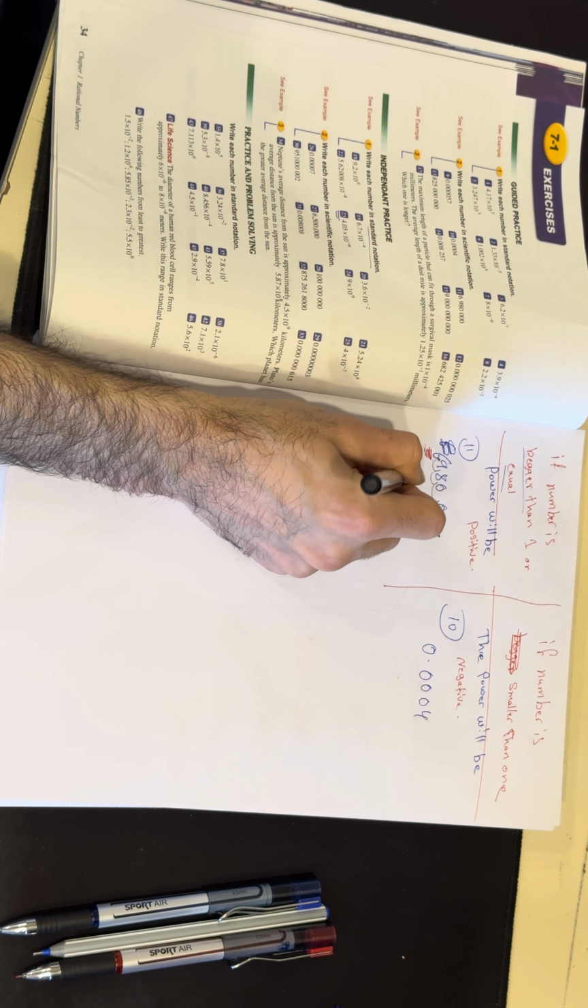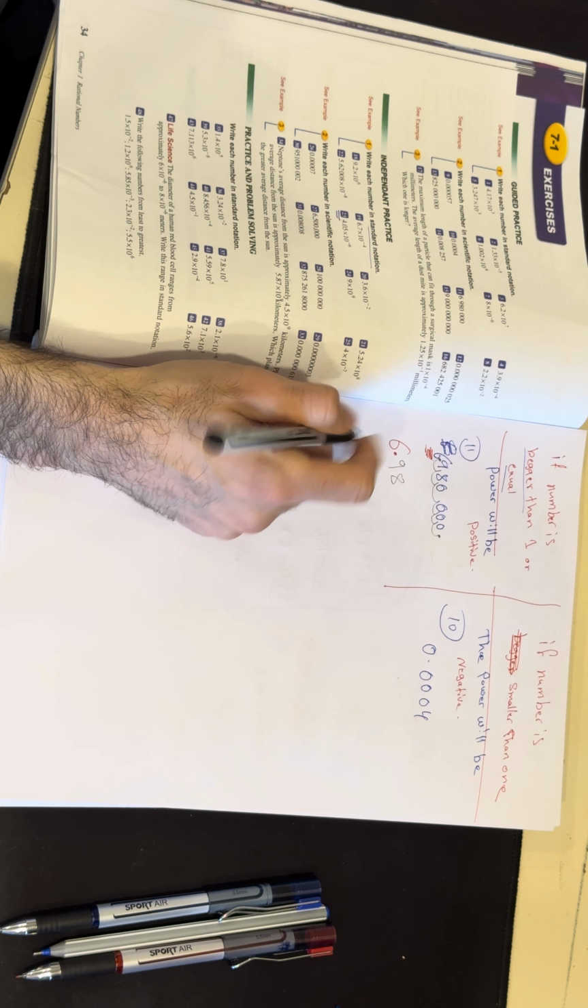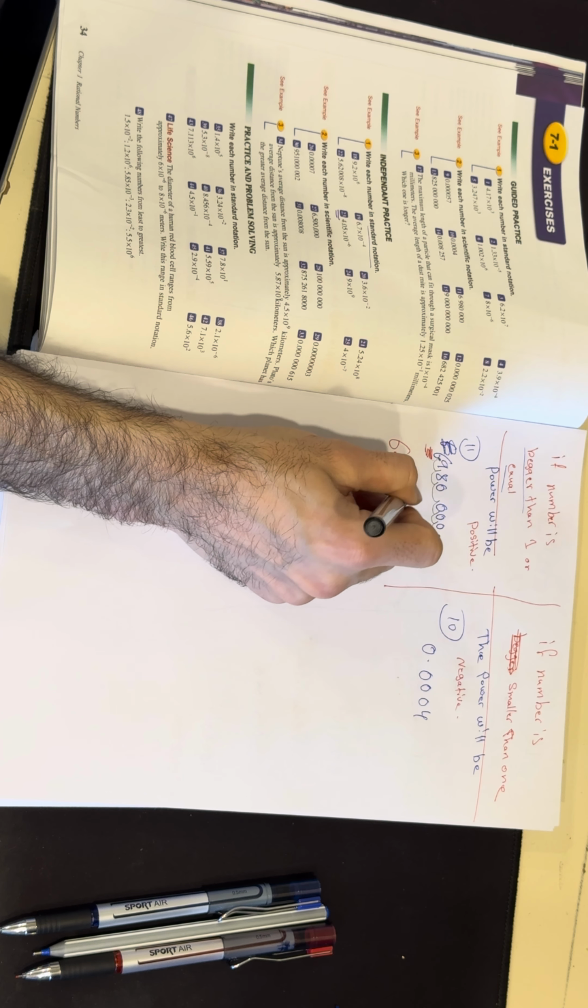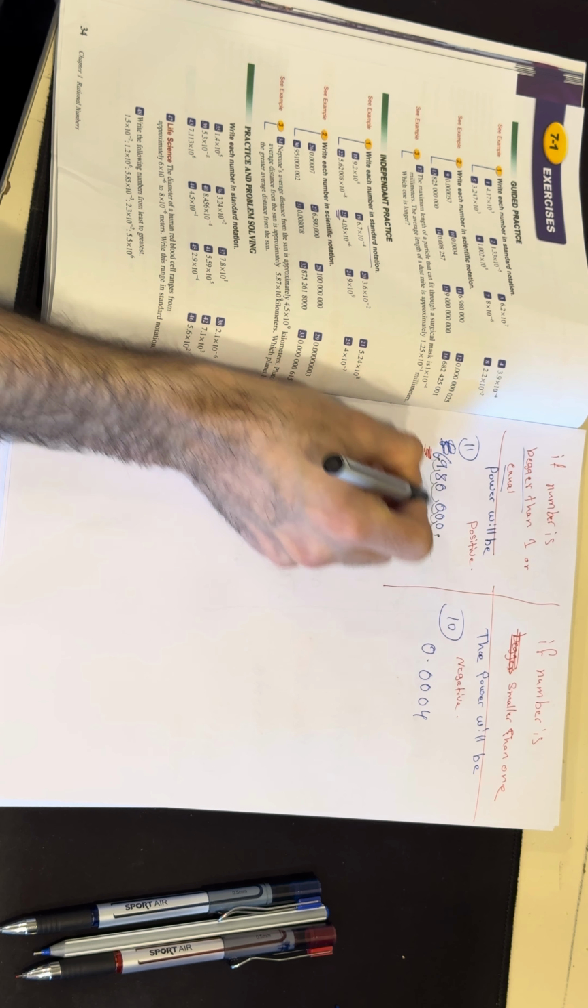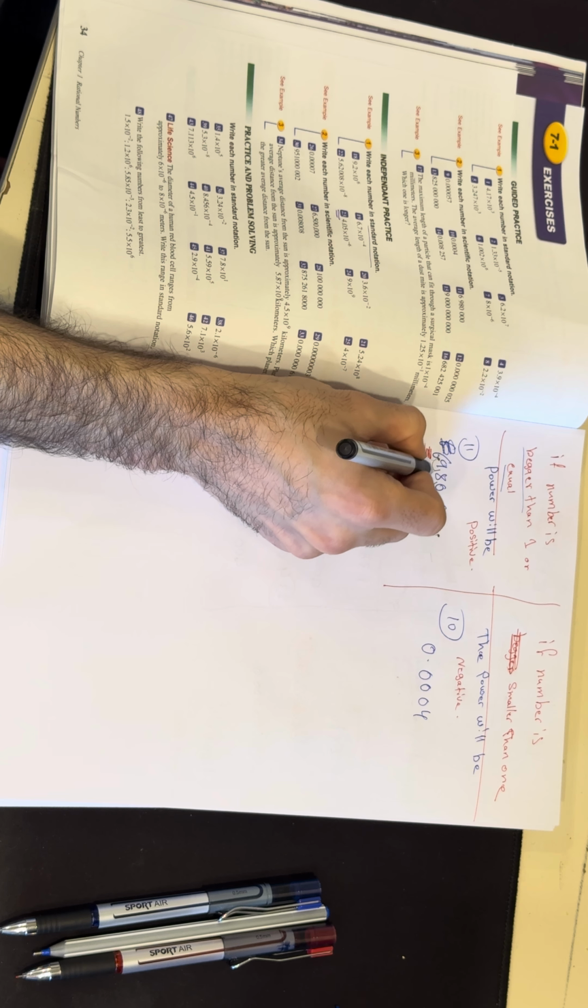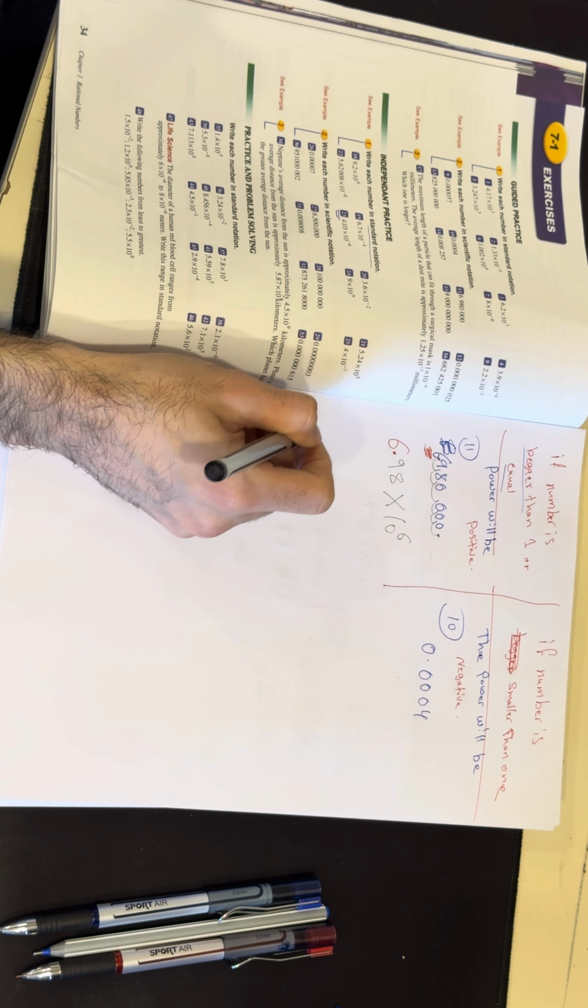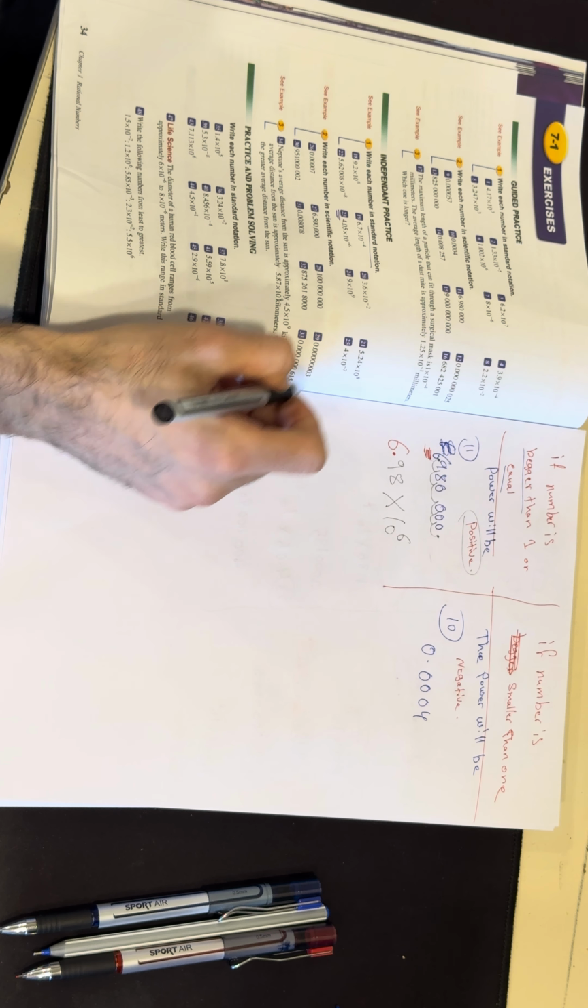So 9, 8, no need to write the 0 when you have only 0 in the back, times 10 power, because we already moved it how many times? 6 times, so the power will be 6 and it will be positive.